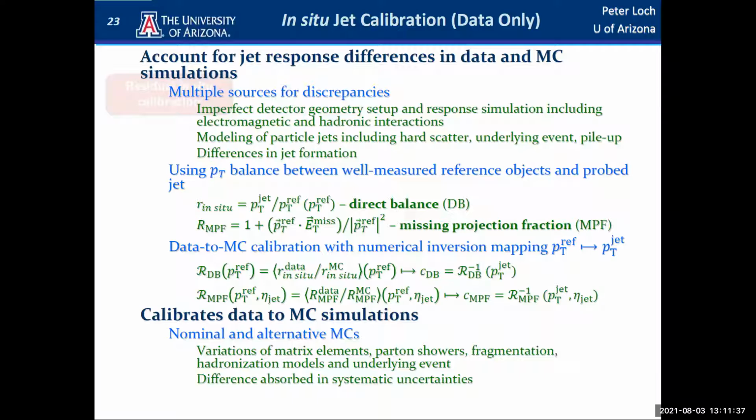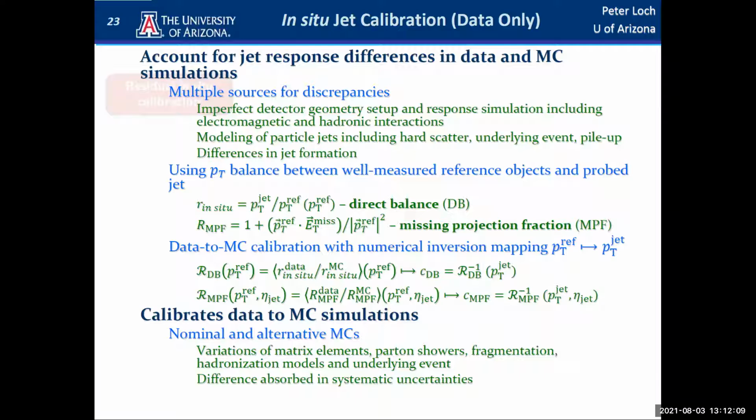So what happens with this is you get a factor which describes the difference in the jet response between data and Monte Carlo, because the idea is that the reference pT is measured at very high precision, meaning it compares very well between data and Monte Carlo. There's a whole slew of things that can enter this strategy. We will talk about this when we talk about systematic uncertainties more.